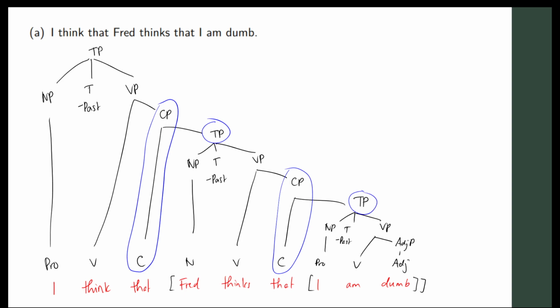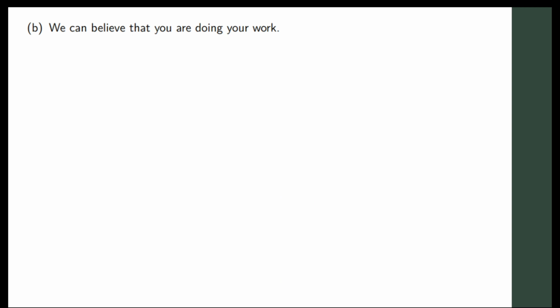All right, question 2. We can believe that you are doing your work. So let's write this here. We only have one complementizer here, that, because we have a little sentence inside, you are doing your work. But this question is a good review of modals as well as auxiliary phrases. So let's label each of these.